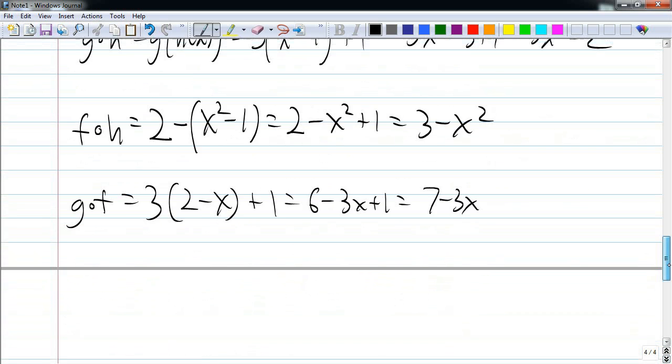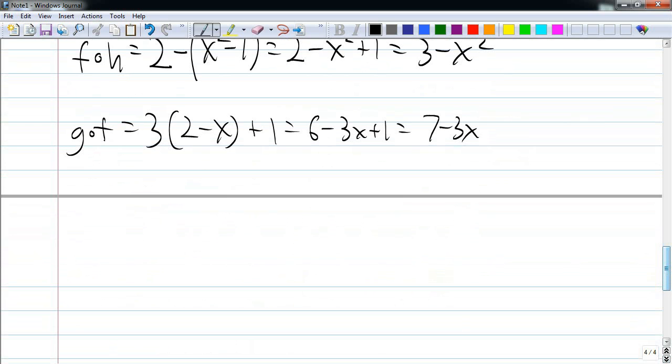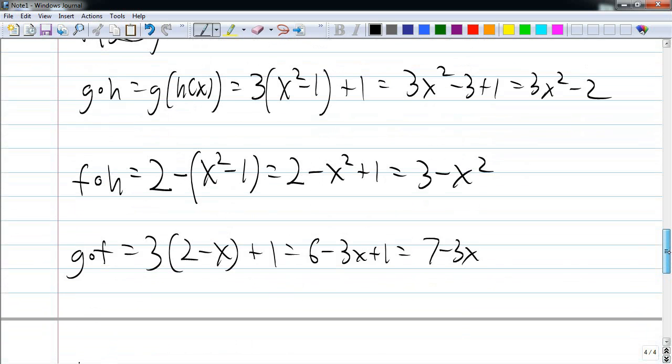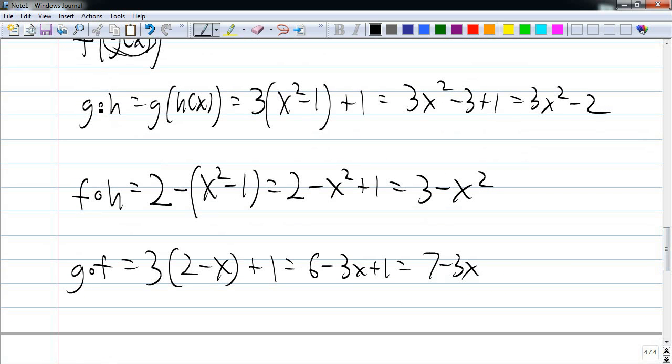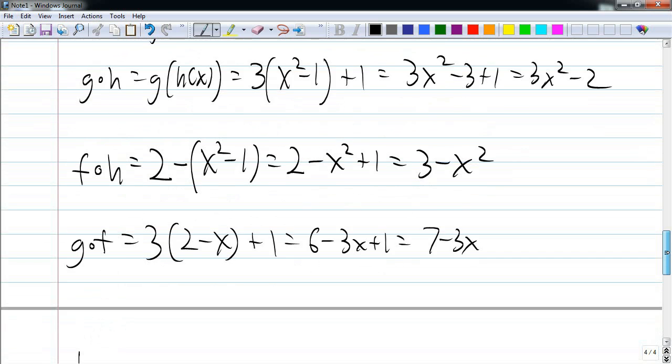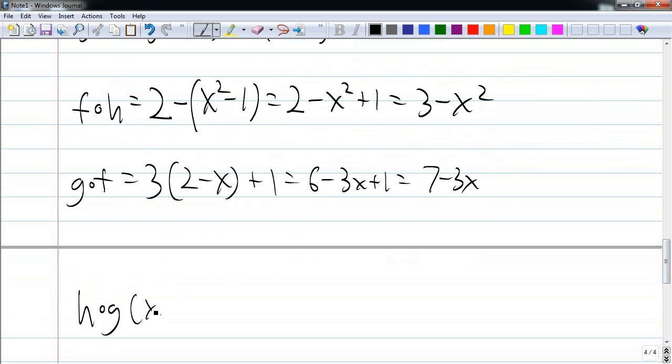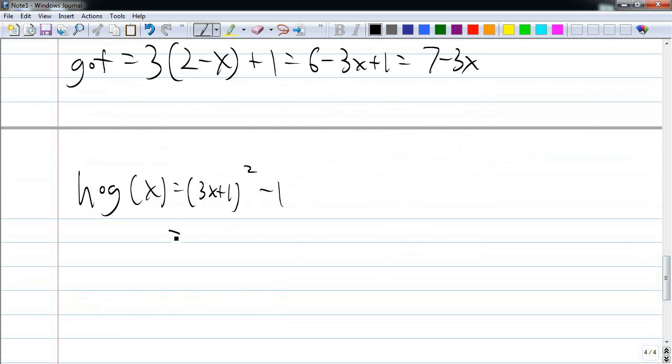Let's do one more example, and then I'll let you go. Let's compose h with g. Remember that g composed with h was 3x squared minus 2. If I compose h with g, then I'm taking h, which is x squared minus 1, and instead of x, I'm going to put in g, which is 3x plus 1. So I have 3x plus 1 squared minus 1. Now careful.